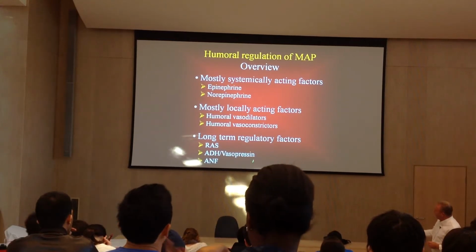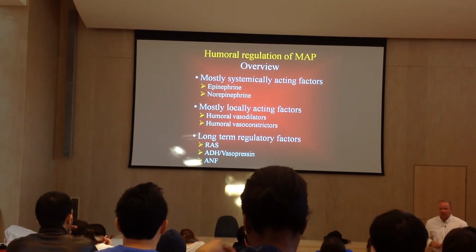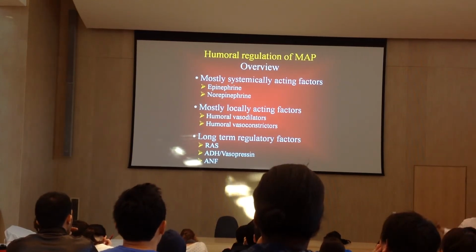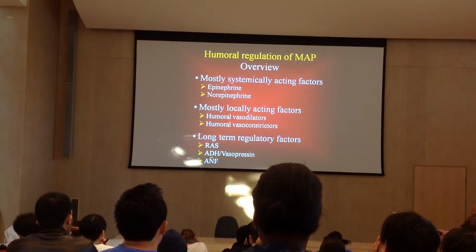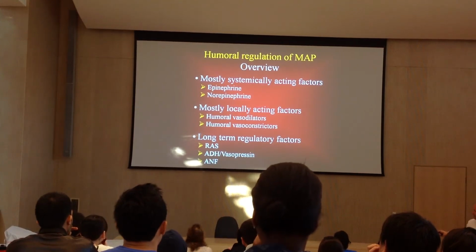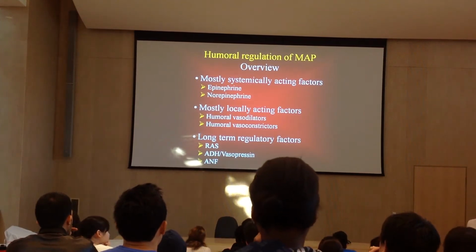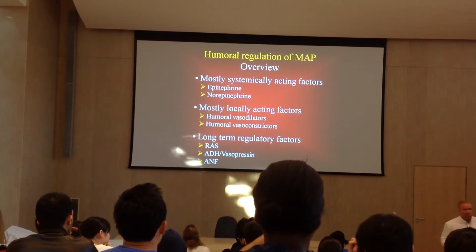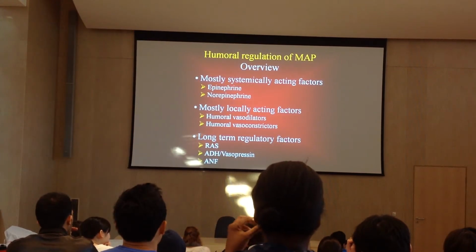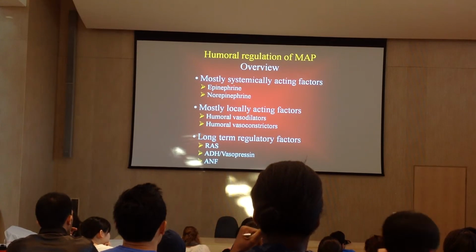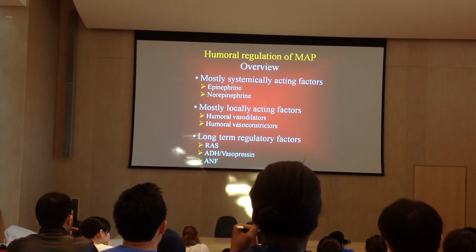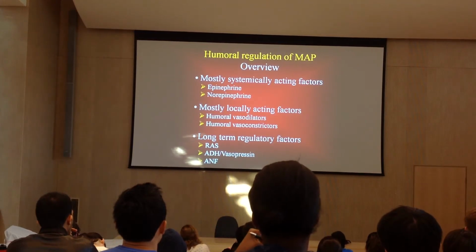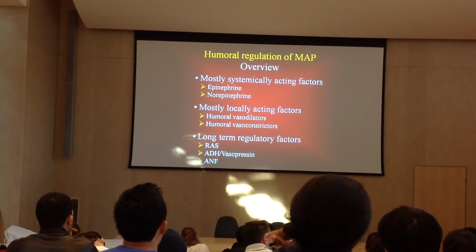And we are going to introduce three long-term regulatory systems. RAS stands for the renin-angiotensin system. Of course, I'm going to talk a lot about them. The ADH vasopressin system is the antidiuretic hormone, or the other name is vasopressin. And we are going to talk about a very special hormone that is produced by your hearts, mainly in certain regions of the atria, because the heart is also an endocrine organ. These are called atrial natriuretic factor or peptide. I'm going to introduce them.